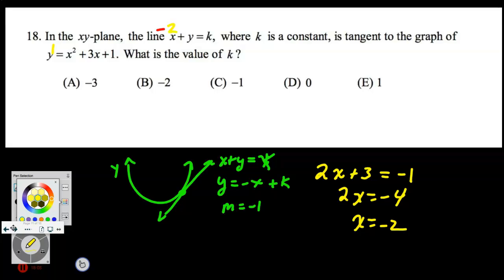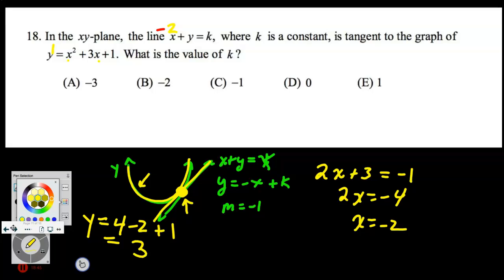I don't circle that, because it asks what's the value of k. So I need to get y. Well, this point right here is on the line and it's on the curve. It's on both of them. So to get my y value, I have to put a -2 in for x. I hop on this parabola at -2 comma whatever the height would be. So -2 squared is 4, and then it'd be -2. Again, I'm putting in the -2 that I just found for these x values. So I have 4 plus a -6 plus 1. So it looks like I have -2 plus 1, or -1.